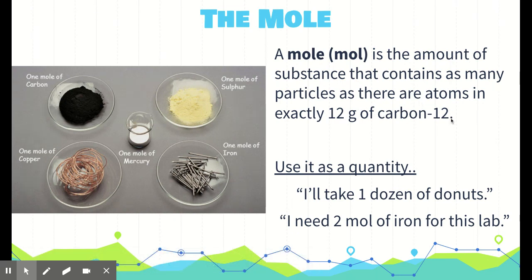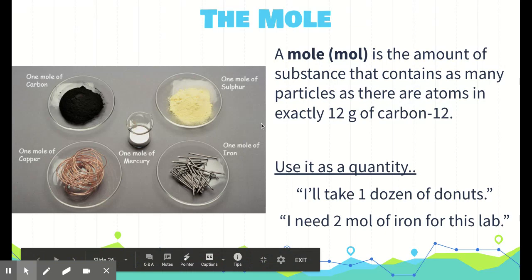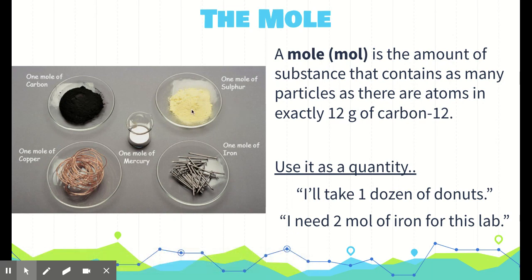I know that seems like a very strange thing to compare everything to, but it's just what they chose. It's no different than someone along the line deciding that a dozen meant 12. So a mole means the amount of atoms in exactly 12 grams of carbon-12. If you look at this picture, it represents 1 mole of each of these different substances. You can see that it's not going to be the same in every single one. 1 mole of carbon is pretty similar to 1 mole of sulfur, but they're very obviously different from the other 3. Copper, mercury, and iron are not going to look the same as far as how much you're looking at.